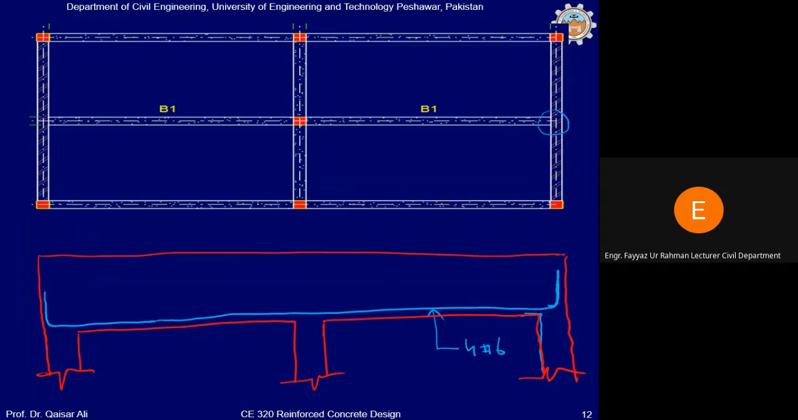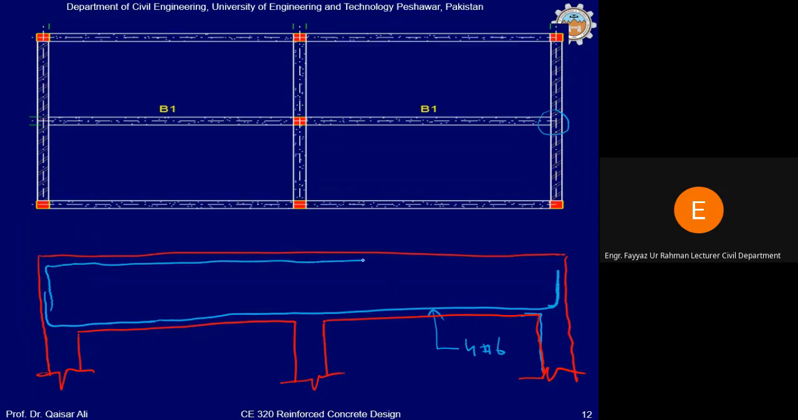यहाँ तक कोई क्वेश्चन है कि नहीं? नो सर। अच्छा, इसमें आप देखें the 4 number 6 bar will be provided continuously in the bottom. Now what about the top? In the top we need 7 number 6 bars, but these 7 number 6 bars are required only on the interior support. Okay, so what you can do, practically we will provide 2 bars continuously like this.